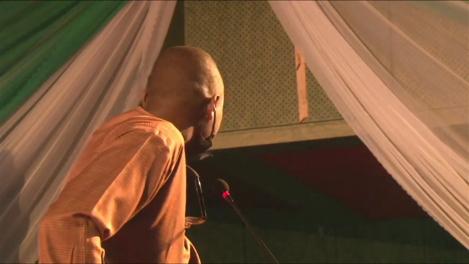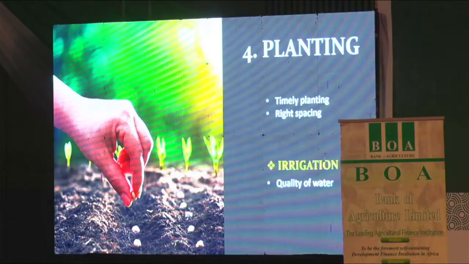And after that, planting. Planting is also very, very important. It has to be timely. The reason why we plant at the right time is to escape the life cycle of a particular pest. Most of these pests are seasonal. They come at a particular season of the year. If you plant late and the pests are available, maybe at the maturity of your crop, they will destroy everything and you will not get anything. So we have to plant at the right time in order to escape the life cycle of the pest.